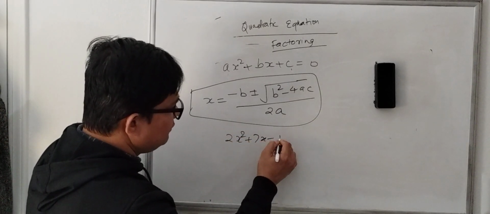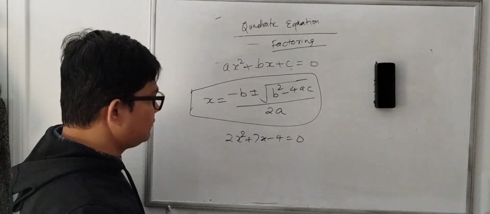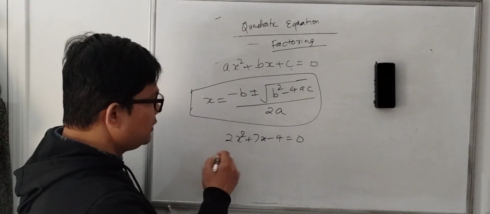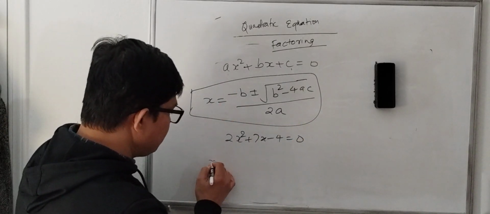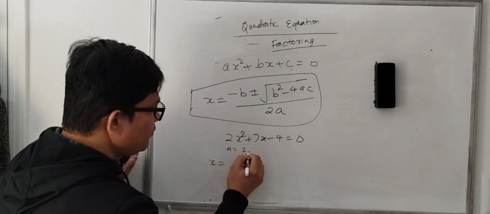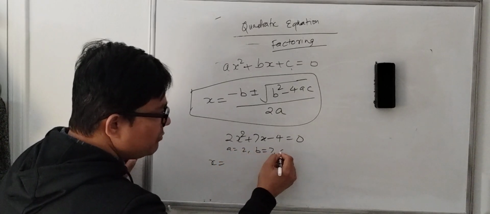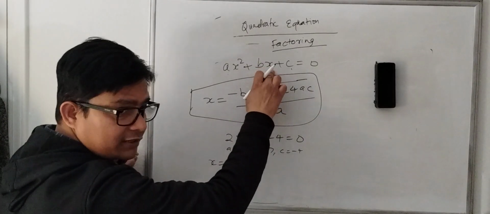2x squared plus 7x minus 4 is equal to 0. Anyway, we can solve it using factoring, but forget about that because now we are here. This is the equation, and I will solve it like this. So what is a here? a is 2, b is 7, and c is minus 4. Don't forget the sign.